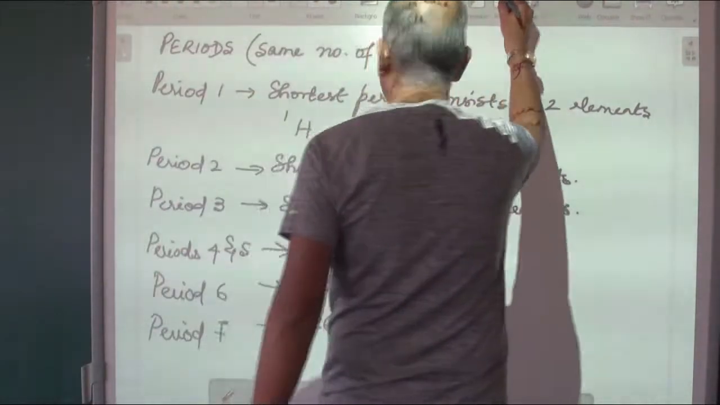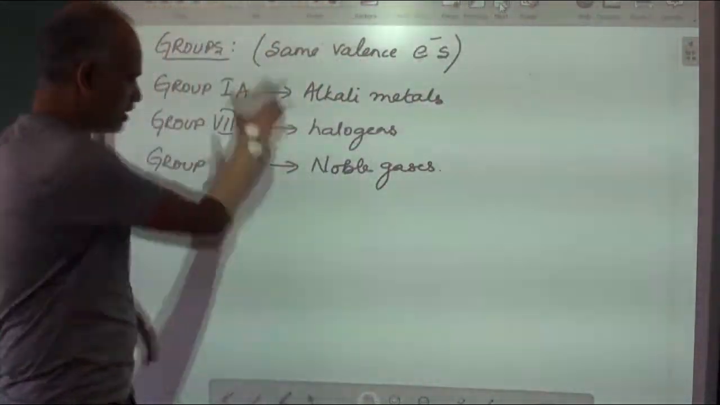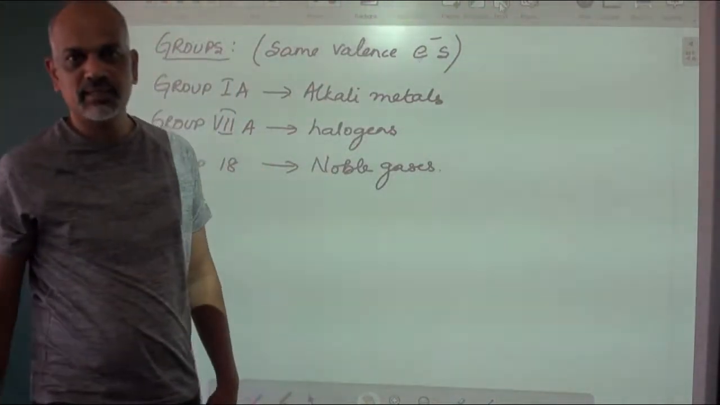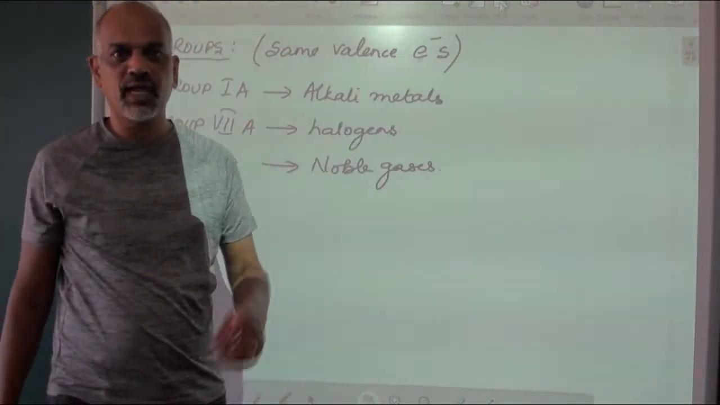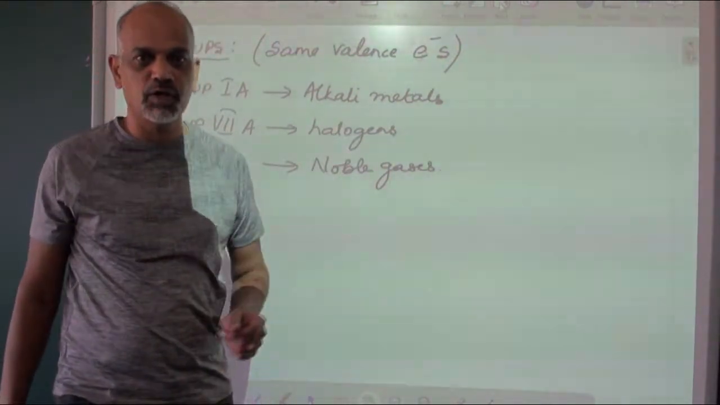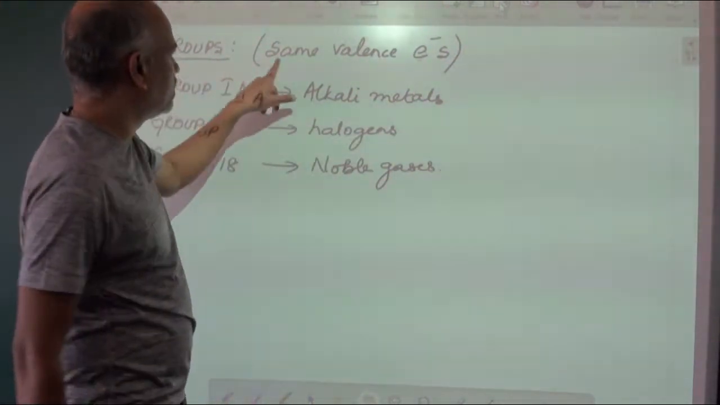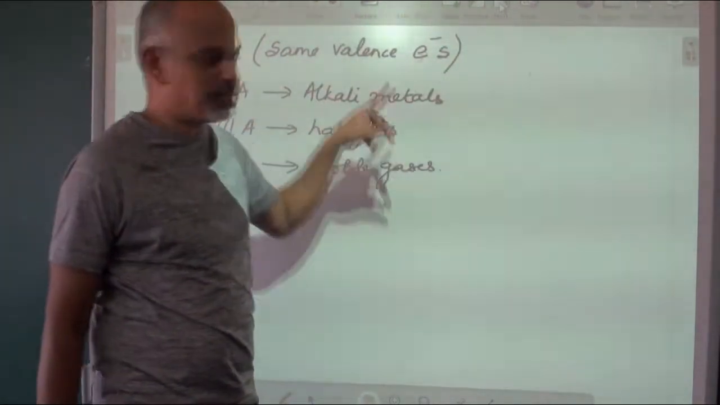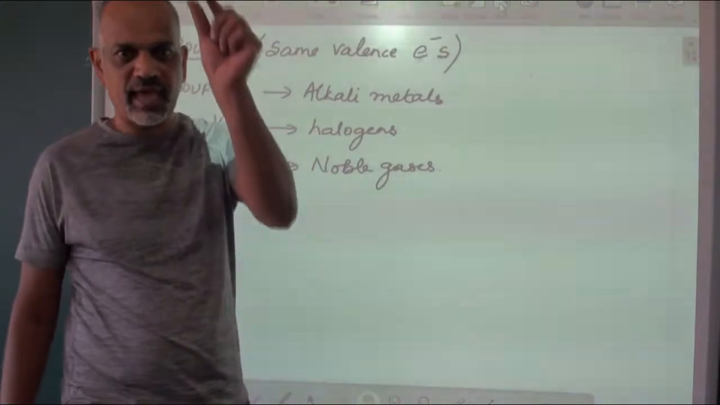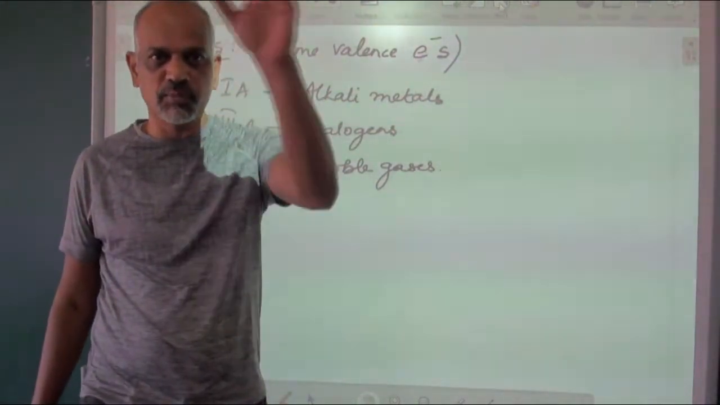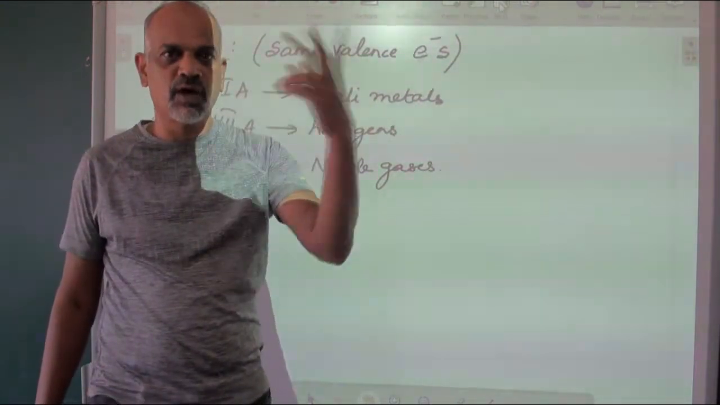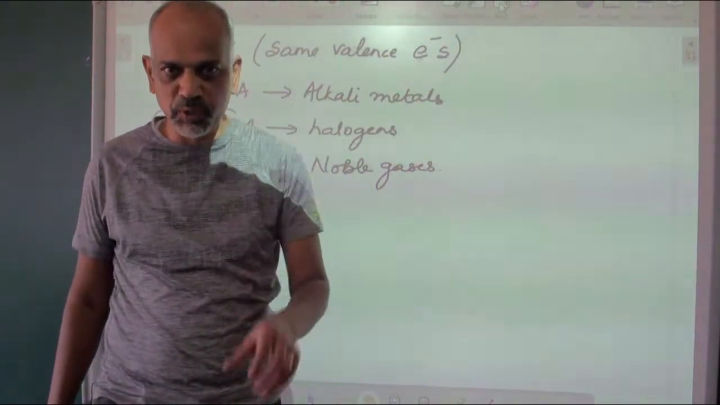If you go to groups, that is arrangement vertically. Now how they are arranged in groups depends on the number of electrons in the outermost orbit. How many electrons are there in the outermost orbit? So that is the same valence electrons, meaning the number of electrons in the outermost orbit should be the same. If they have 1 electron in the outermost orbit, it belongs to group 1. If they have 2 electrons in the outermost orbit, they belong to group 2, and so on.